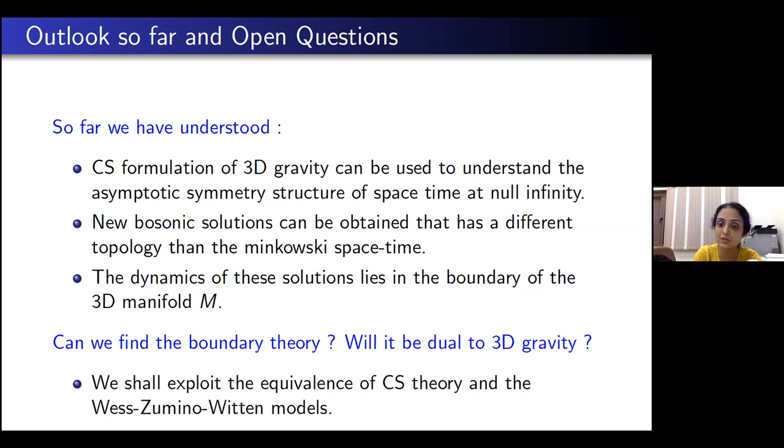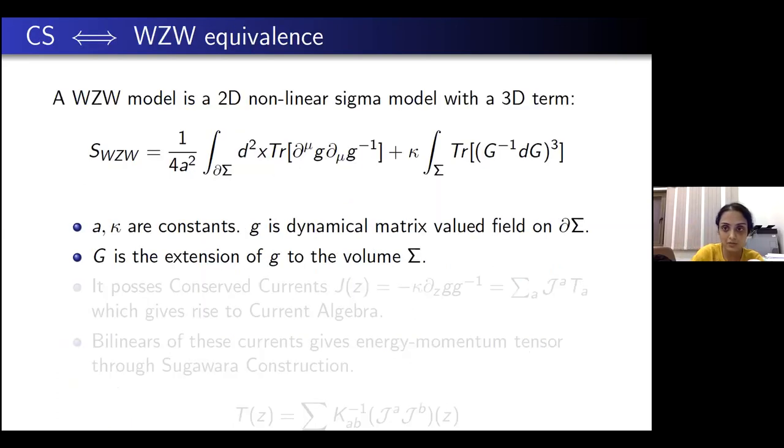This is also something that we know, and I'll skip a few slides here. We know that Chern-Simons theory can be looked upon equivalently as a different theory, known as Wess-Zumino-Witten theory. Let me show you what this theory is. It is a very interesting theory, which has a two-dimensional part and a three-dimensional part. It is a non-linear sigma model, and then you add an extra piece to it: a two-dimensional nonlinear sigma model extended with a three-dimensional piece, where this delta sigma is the boundary of sigma, and these G fields are the extensions of the small g fields to the bulk. This is just the boundary of your three-dimensional manifold that you can call sigma.